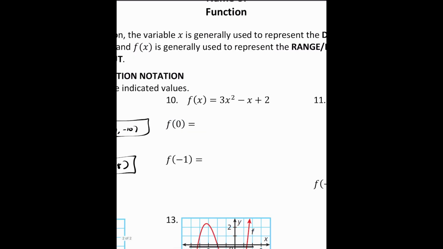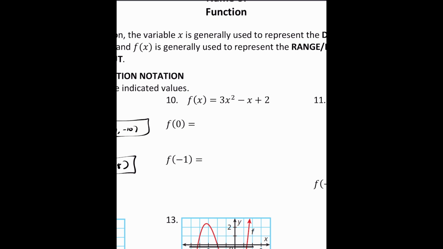Number 10, we have a different function this time. So we have f of x is equal to 3x squared minus x plus 2. We're being asked what f of 0 is. So the input is 0. So I'm going to replace each x value with 0.